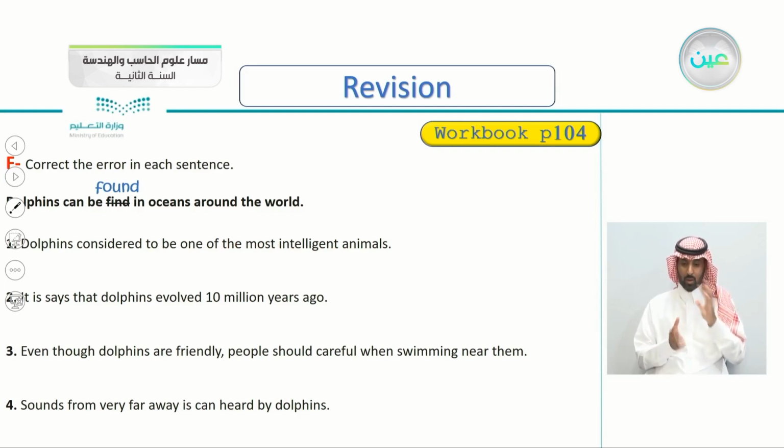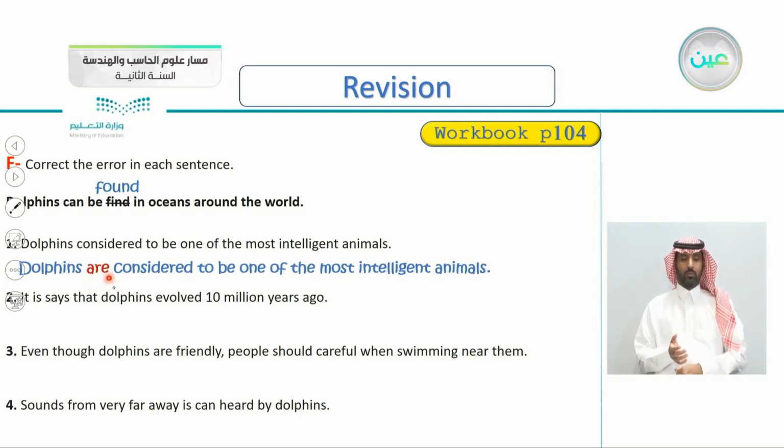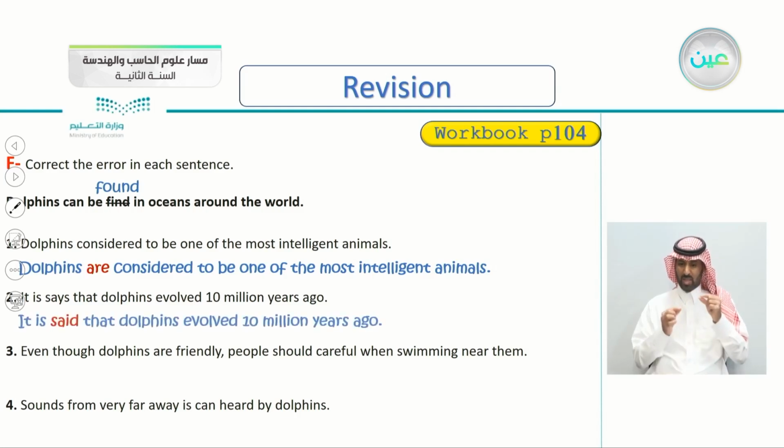Did you find the mistake? Very good. Dolphins are considered to be one of the most intelligent animals. What about number 2? It is says that dolphins evolved 10 million years ago. So I think this one is very obvious. Yes, very good. It is said that dolphins evolved 10 million years ago. It is said, not says.